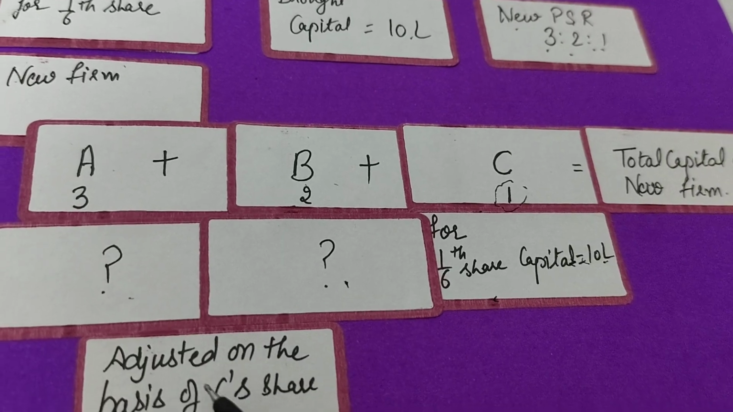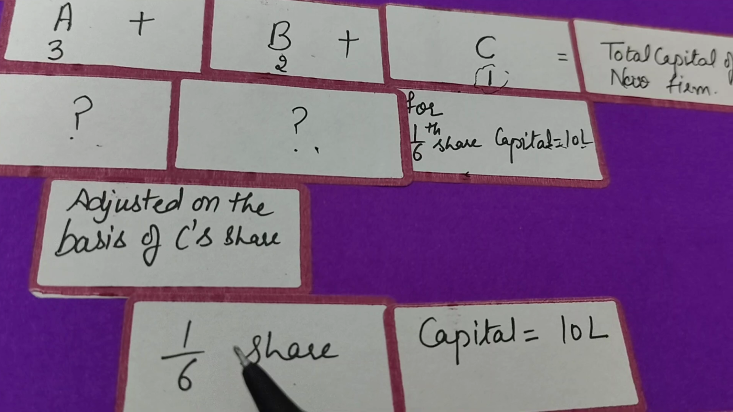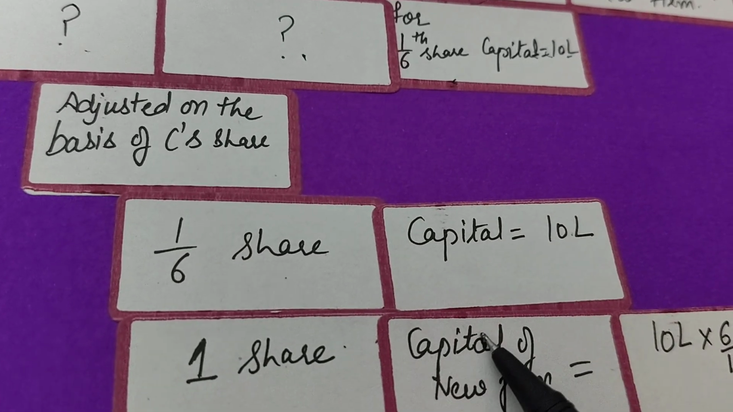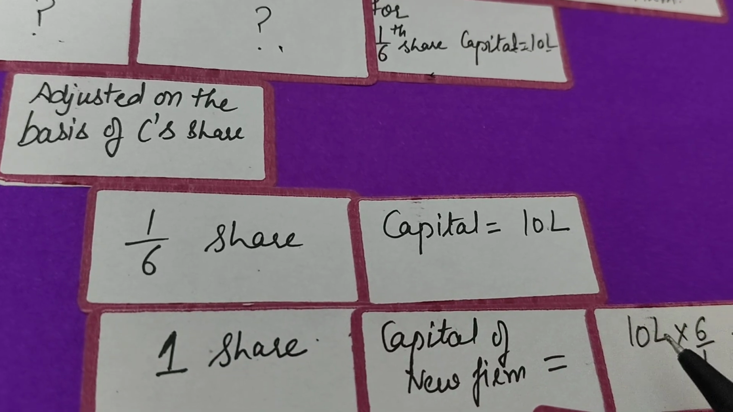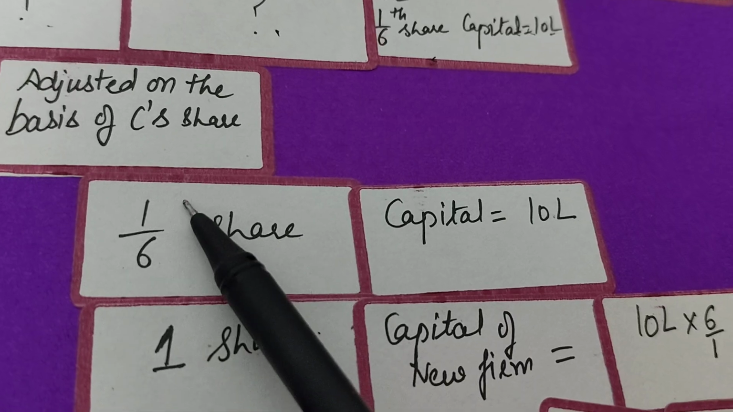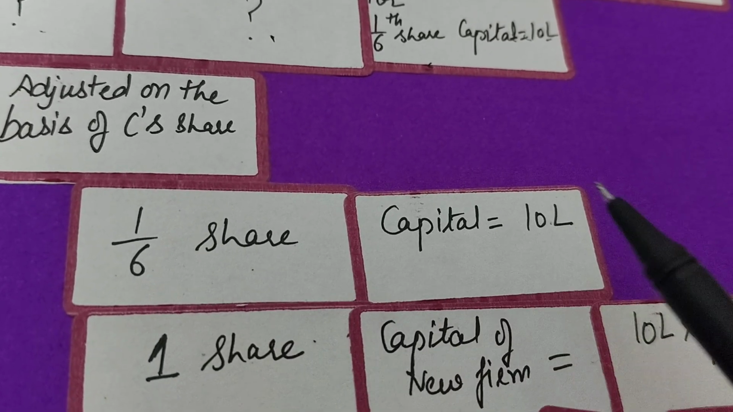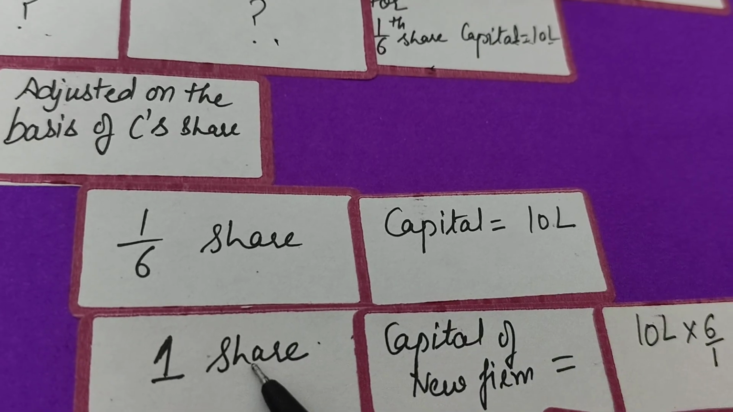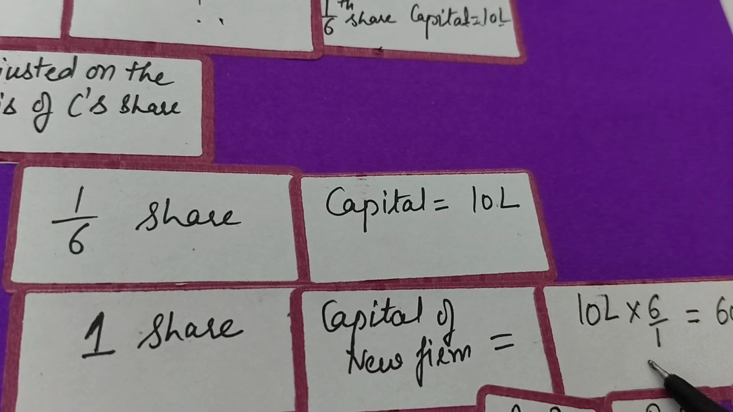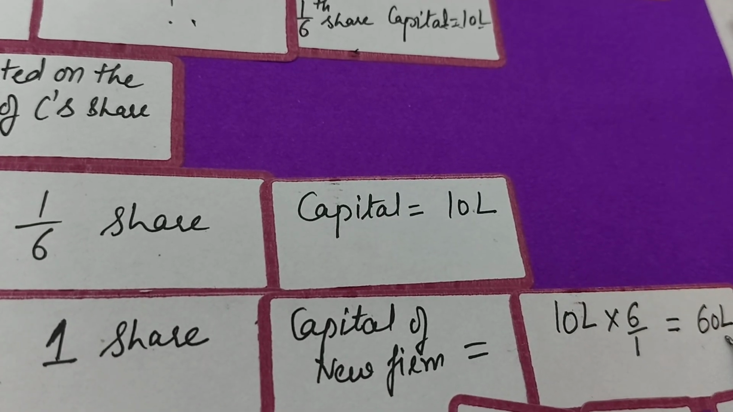Okay, so when we have to adjust the share on the basis of C's 1/6 share, C's capital is 10 lakh. For one share, what would be the capital of the new firm? That is equal to 10 lakh into 6 by 1. This will become the reciprocal. So for 1/6 share, if the capital is 10 lakh, then the capital of the firm for one share is 10 lakh into 6 divided by 1. So the capital of the new firm would be rupees 60 lakh.